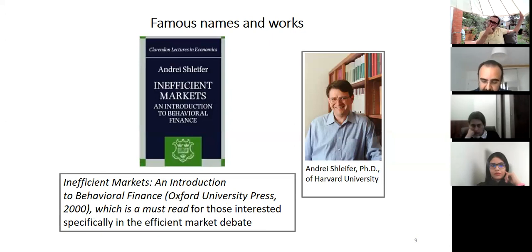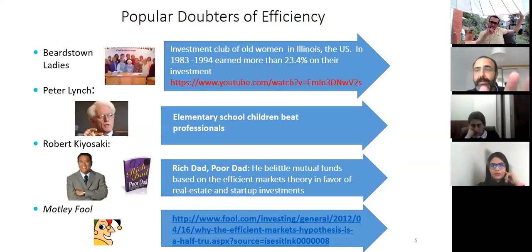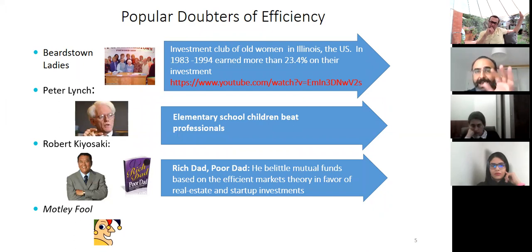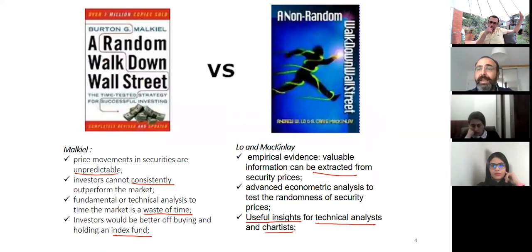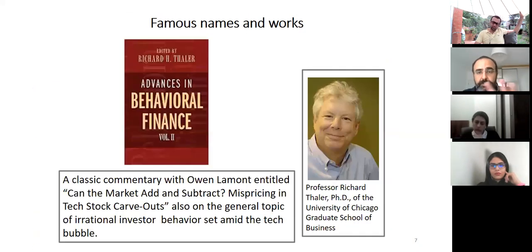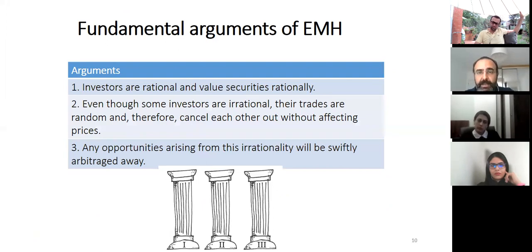So as you can see, there are different ways to explain why these doubters are happening. And the decision is by the person who wants to enter, to see if it's a random walk or a non-random walk down Wall Street. So I showed you both sides. Now let's look at the efficient market hypothesis itself. There are three pillars of the efficient market hypothesis. The fundamental arguments are as follows.